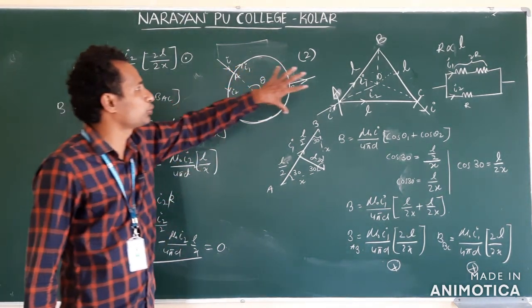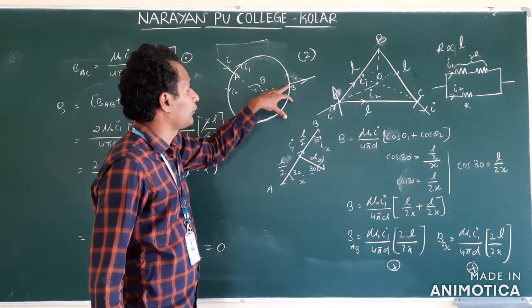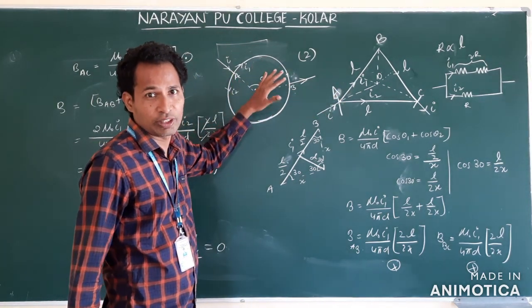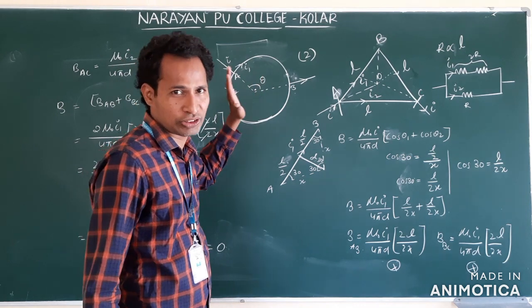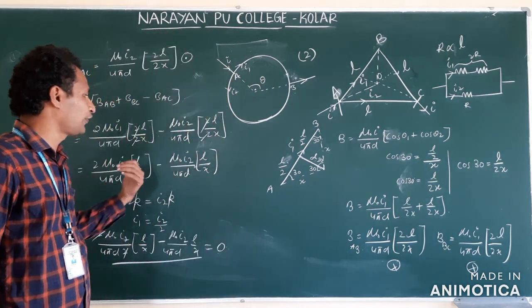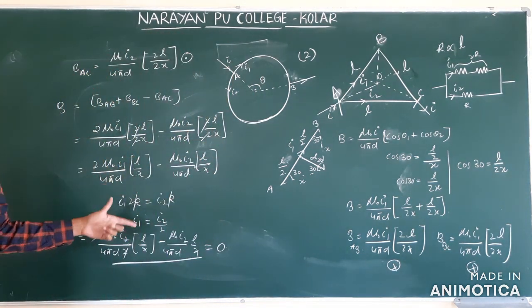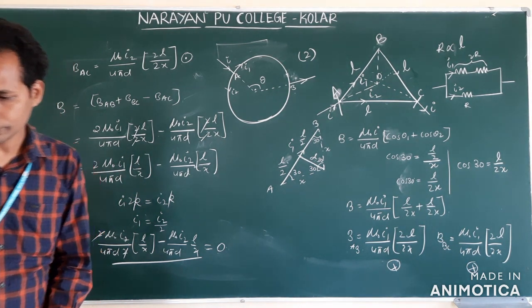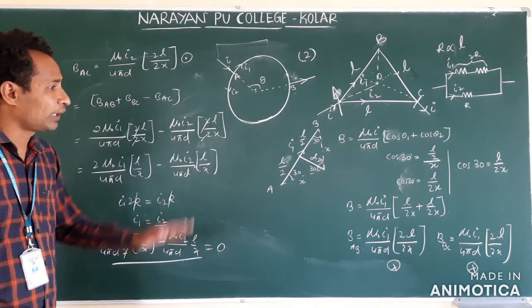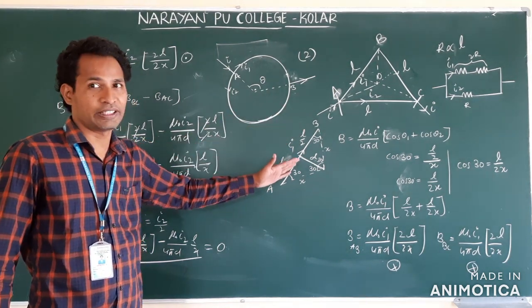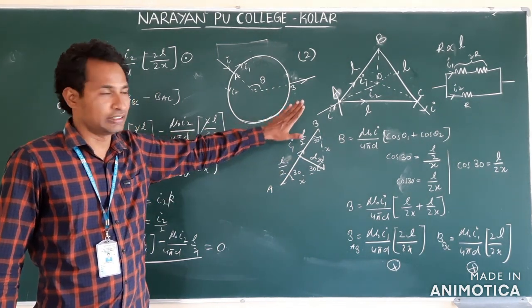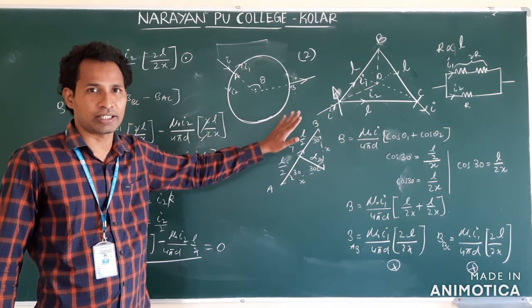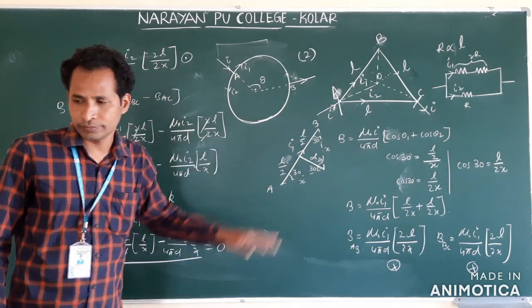So remember these two cases. When the current splits, the combination will become parallel. In parallel, we equate the potential. Then we find the relation between I1 and I2. That we substitute in the equation. We will get 0. Understand? To help you understand, I have given this lengthy explanation for this concept, but it is not required. You just remember the concept. Understand?